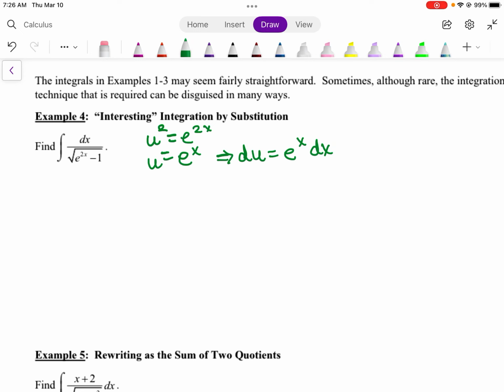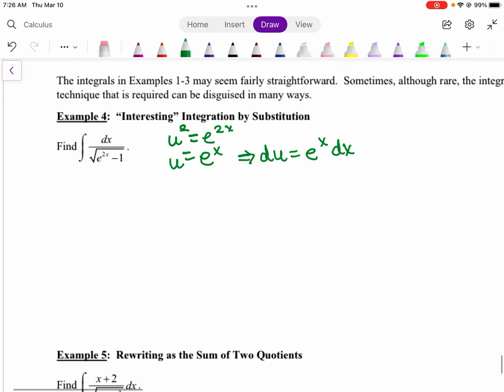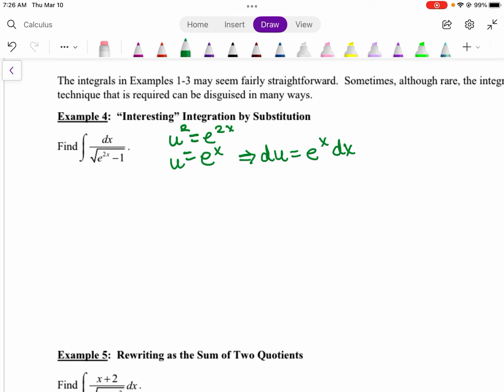What can we do with that? Let's play with that for just a quick minute here. That means I'm going to have to introduce an e to the x up here to get e to the x dx. And then if I put one on top, I'll also have to put one on the bottom. So hopefully that makes sense.